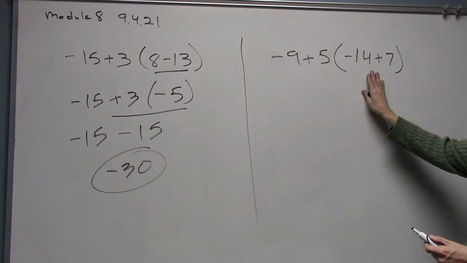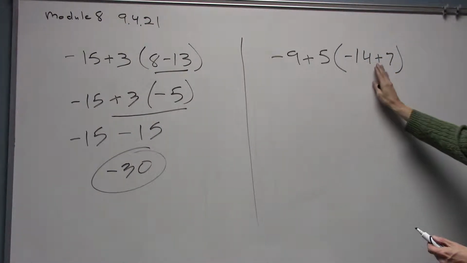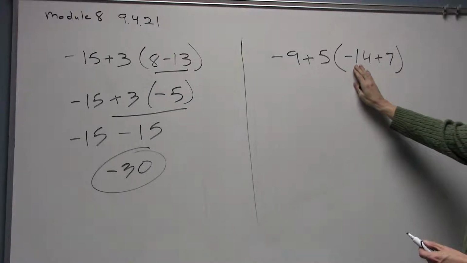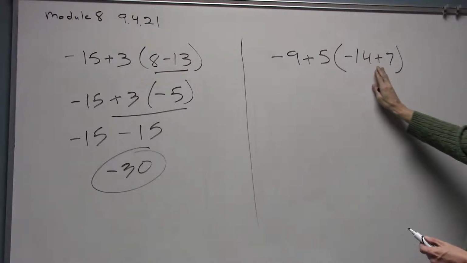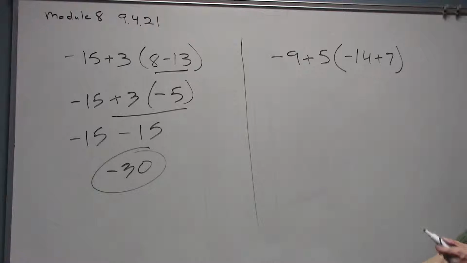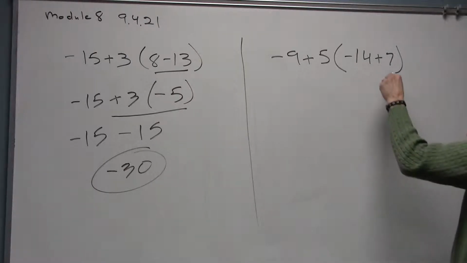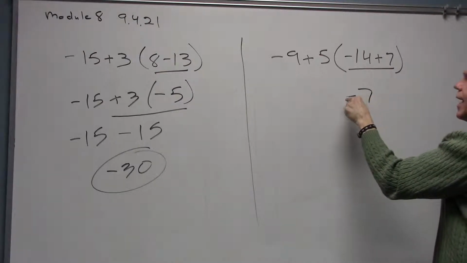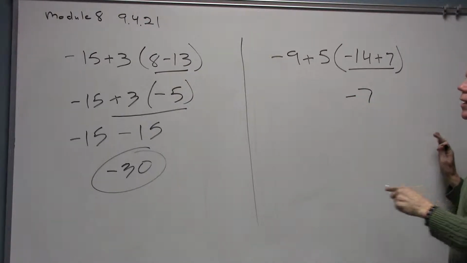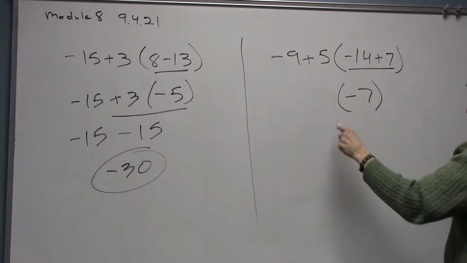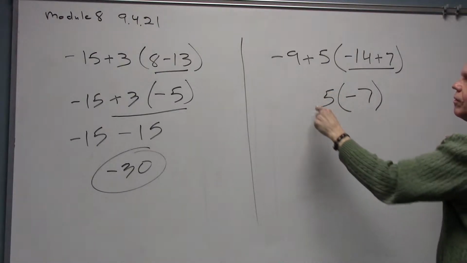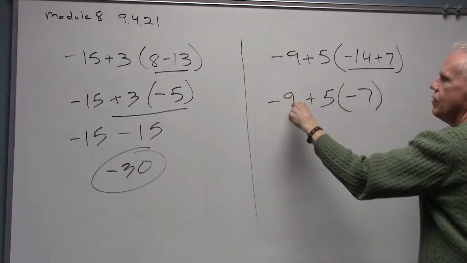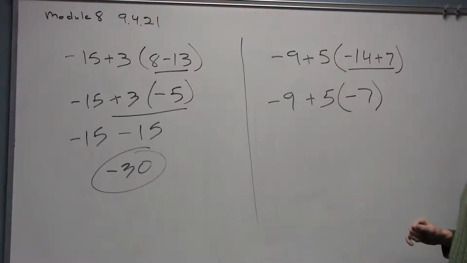Starting inside the parentheses, we got a negative 7. No. We got a negative 14 and a positive 7. 14 negatives, 7 positives. All together, we got 7 more negatives than we do positives. Then we're going to keep the parenthesis around that because we got a nice little 5 sitting up there in front of it, a positive 5.